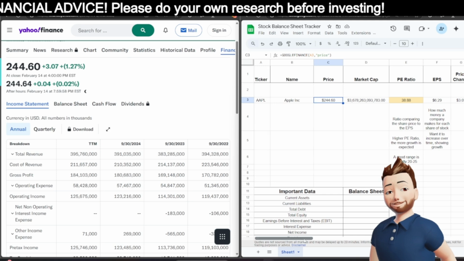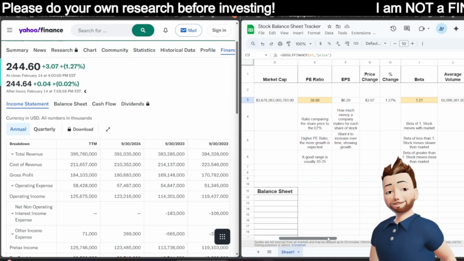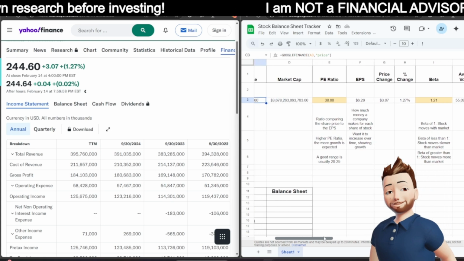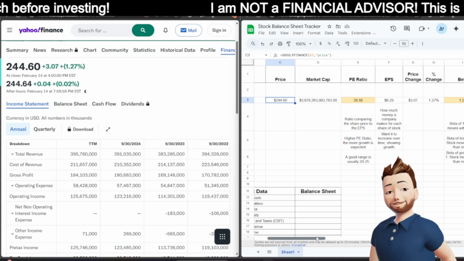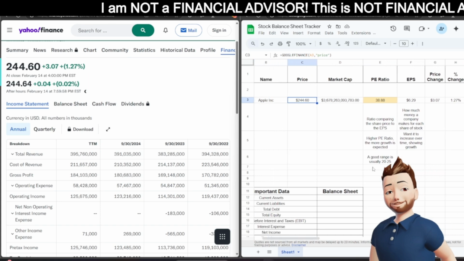The PE ratio, the earnings per share ratio, the current price change, percent change, the beta value, the volume. All these things are just some things that are important to know, I think, when you're looking at a stock. Any kind of ticker, any kind of balance sheet, any kind of financials. So again, I put a little bit of notes here as well.